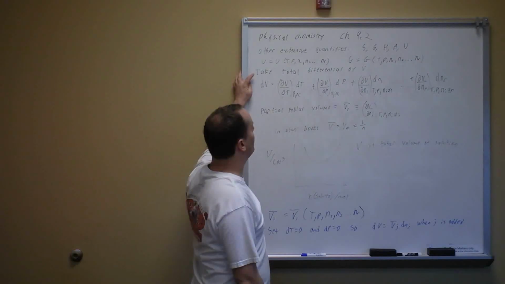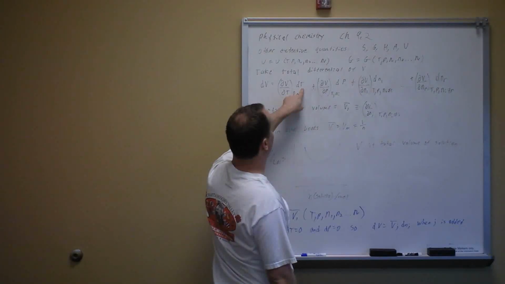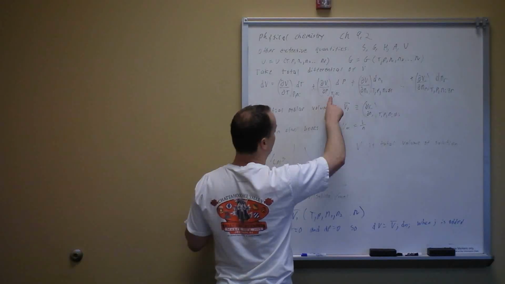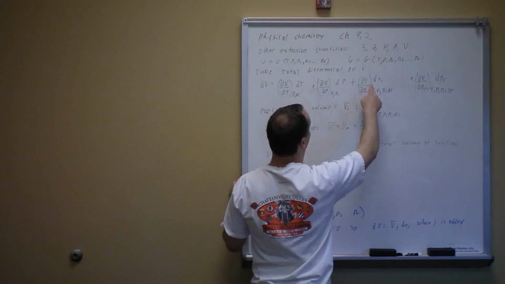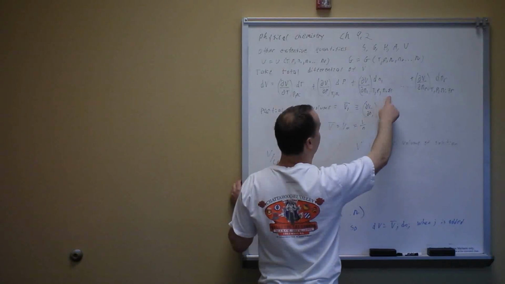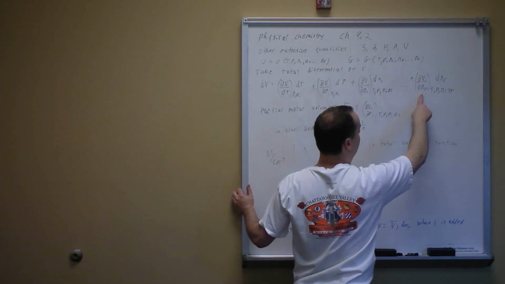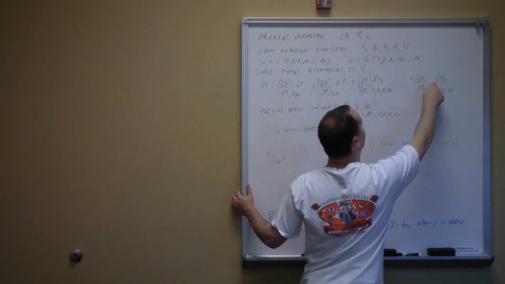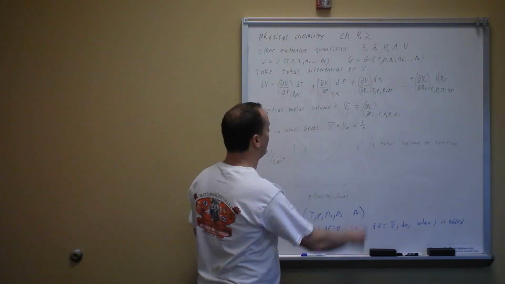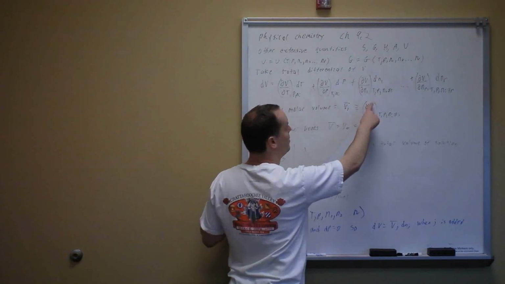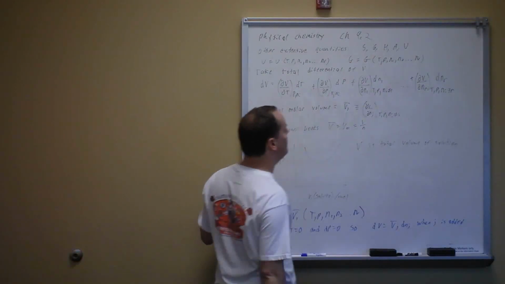Now, if we have V, we can write the total differential dV as the derivative of V with respect to T, holding P and N constant, dT, plus the derivative of volume with respect to pressure, holding temperature and the amounts of substances constant, dP, plus the derivative of volume with respect to N1, holding T, P and all other substances constant, dN1, etc., all the way up to the derivative of volume with respect to the amount of substance R, holding T, P and all other substances constant, times the differential of the quantity of R. Now, partial molar volume we're going to write as V bar sub J, and that's equal to the derivative of volume with respect to the number of moles of substance J, holding temperature, pressure, and all other substances constant.